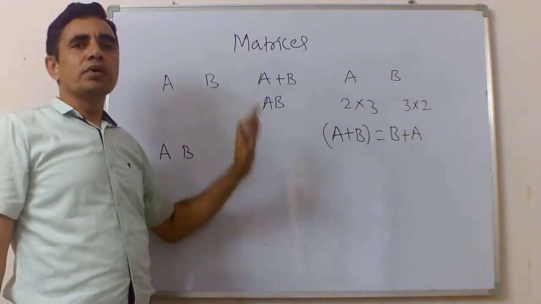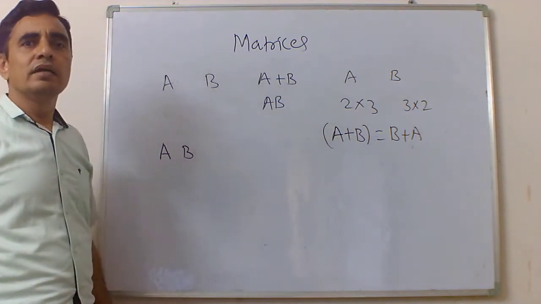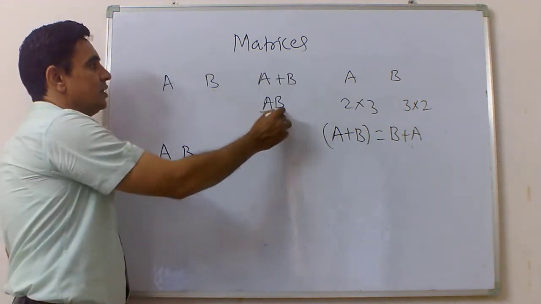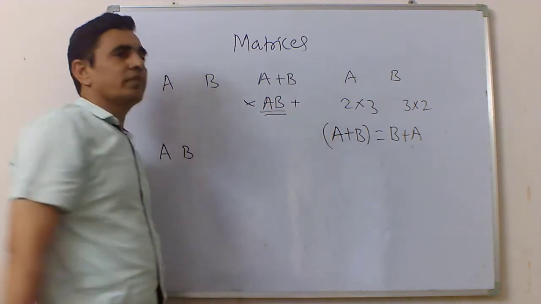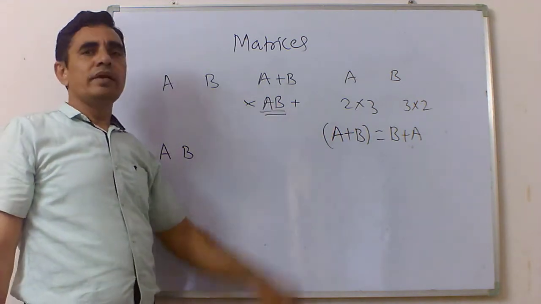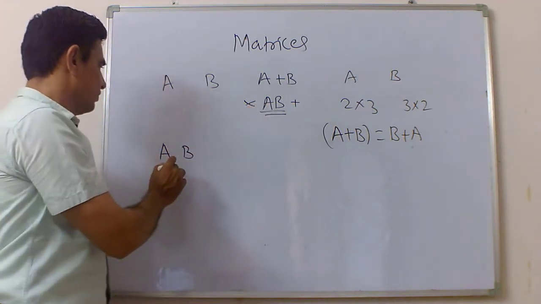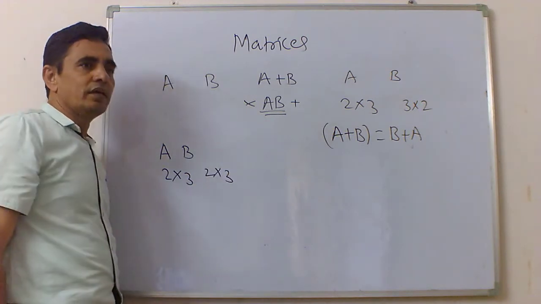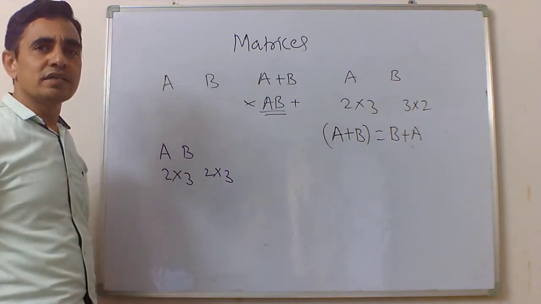Similarly, to take the product of these two matrices, A and B must satisfy one condition. Which is that condition? In this product of A and B, A is a prefactor and B is a post factor. So the first matrix in this product is a prefactor and the second matrix is a post factor. Now, with the first matrix of order 2 by 3 and the second matrix of order 2 by 3, addition of these two matrices is possible, but the product of these two matrices is not possible.